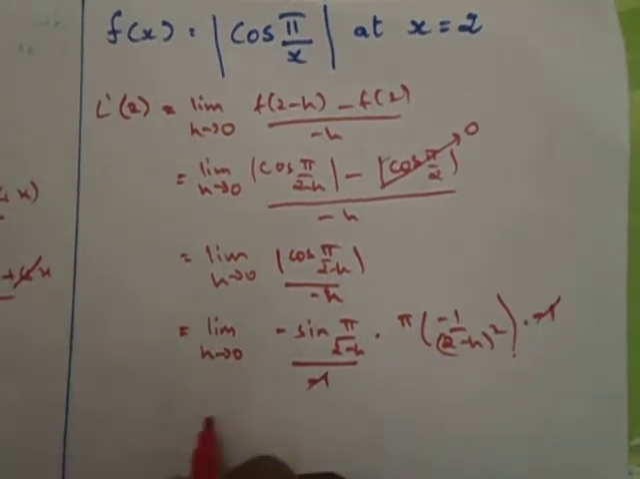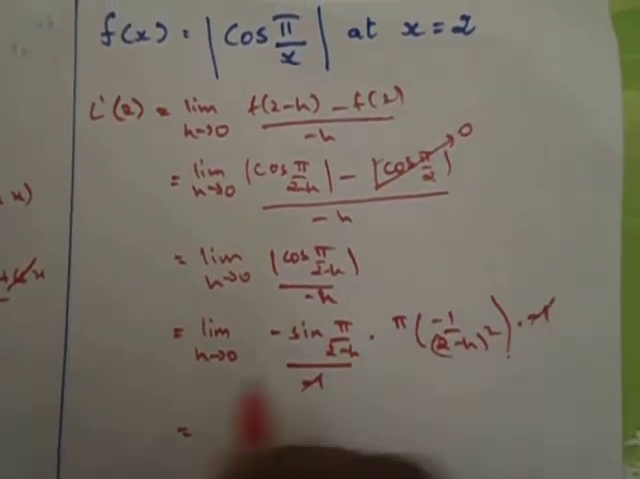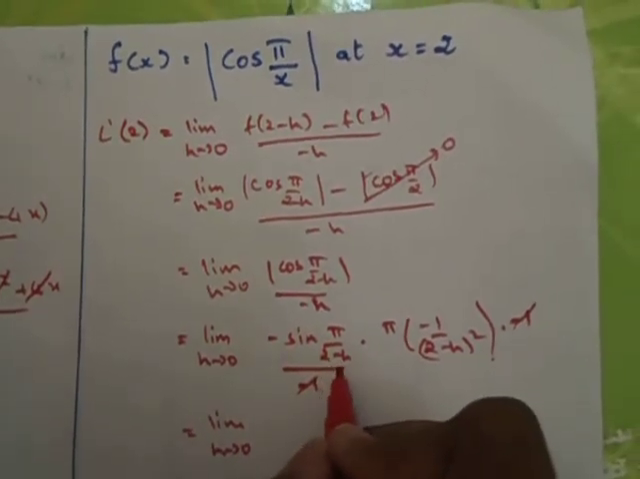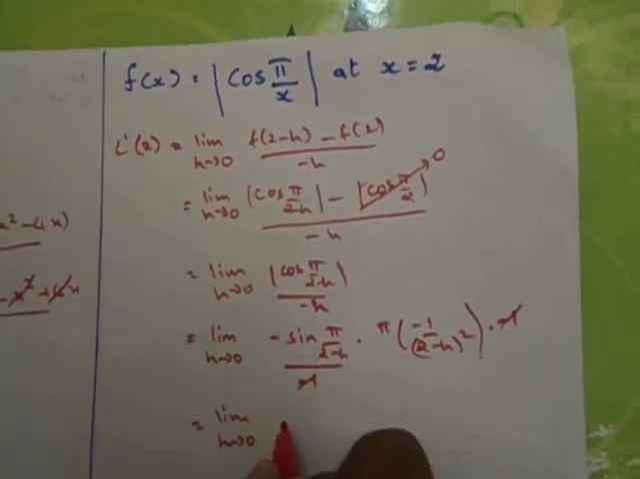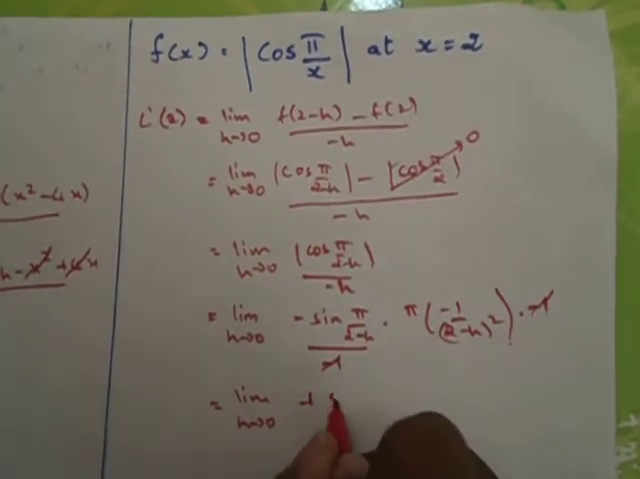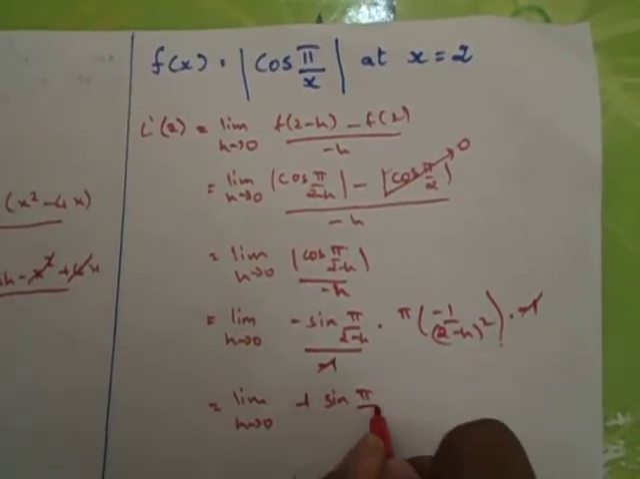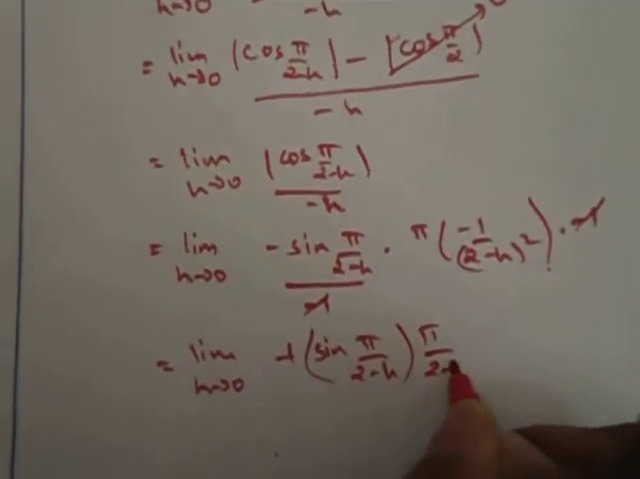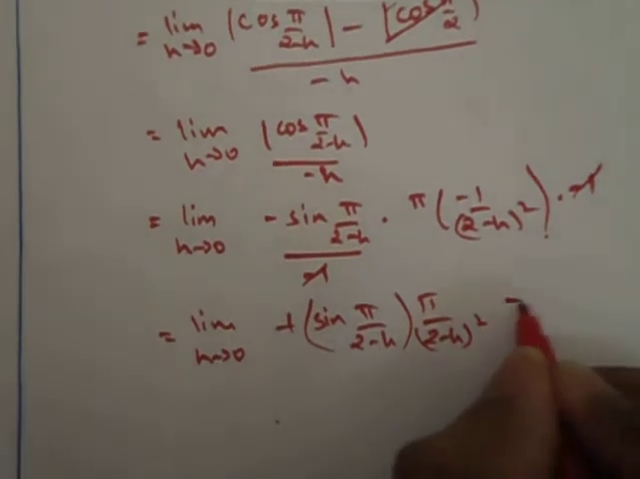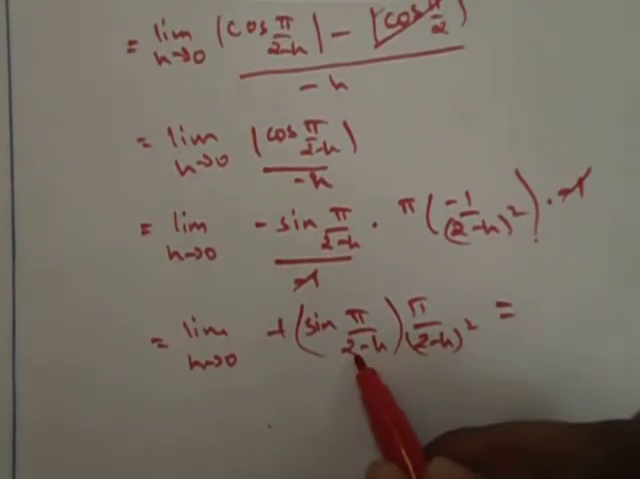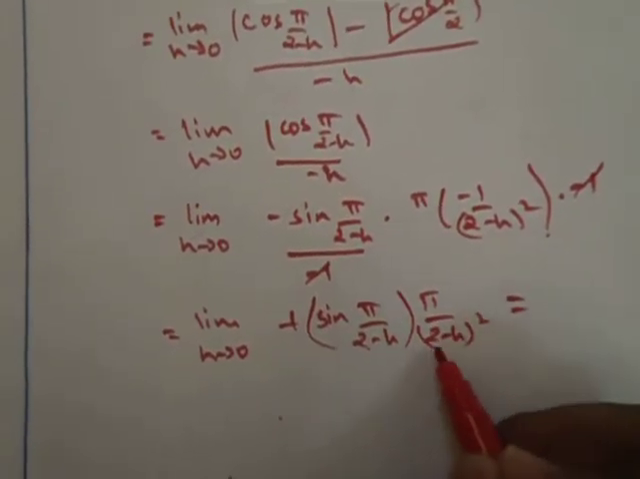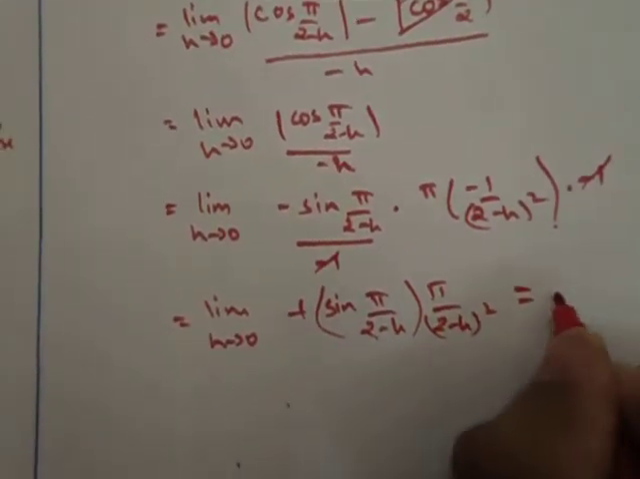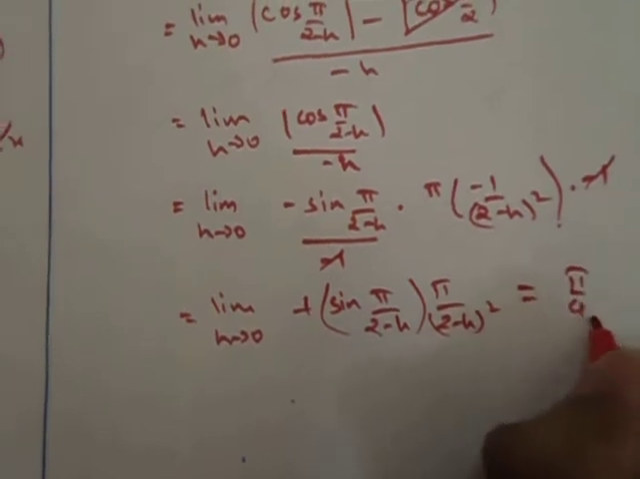into minus 1, because differentiation of 2 minus h is minus 1. This gets cancelled. This is limit h tends to 0. When we get minus of minus is plus, so sine pi by 2 minus h into pi by 2 minus h whole square. So when we substitute h equal to 0 we get sine pi by 2, which is 1. 1 into pi by 2 minus 0 is 2, so 2 square is 4. So 1 into pi by 4, that is pi by 4.